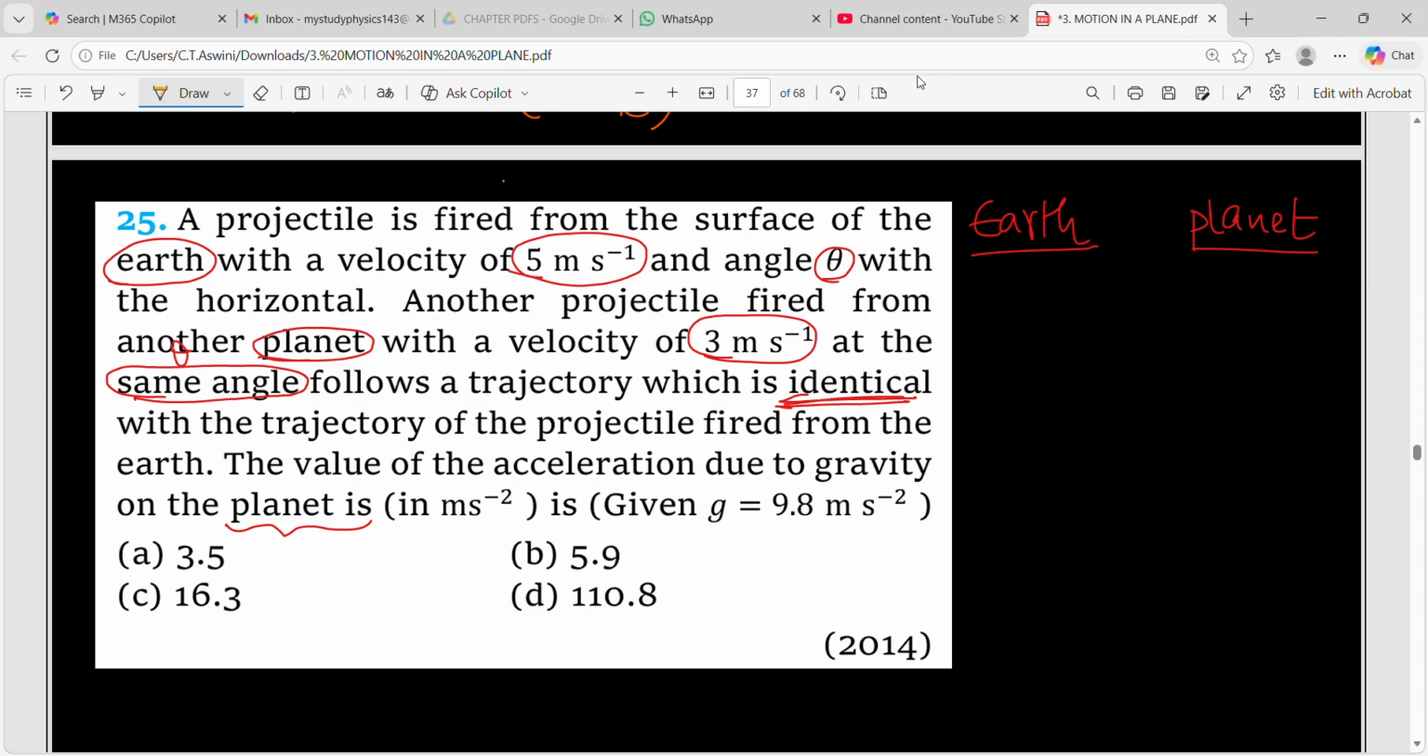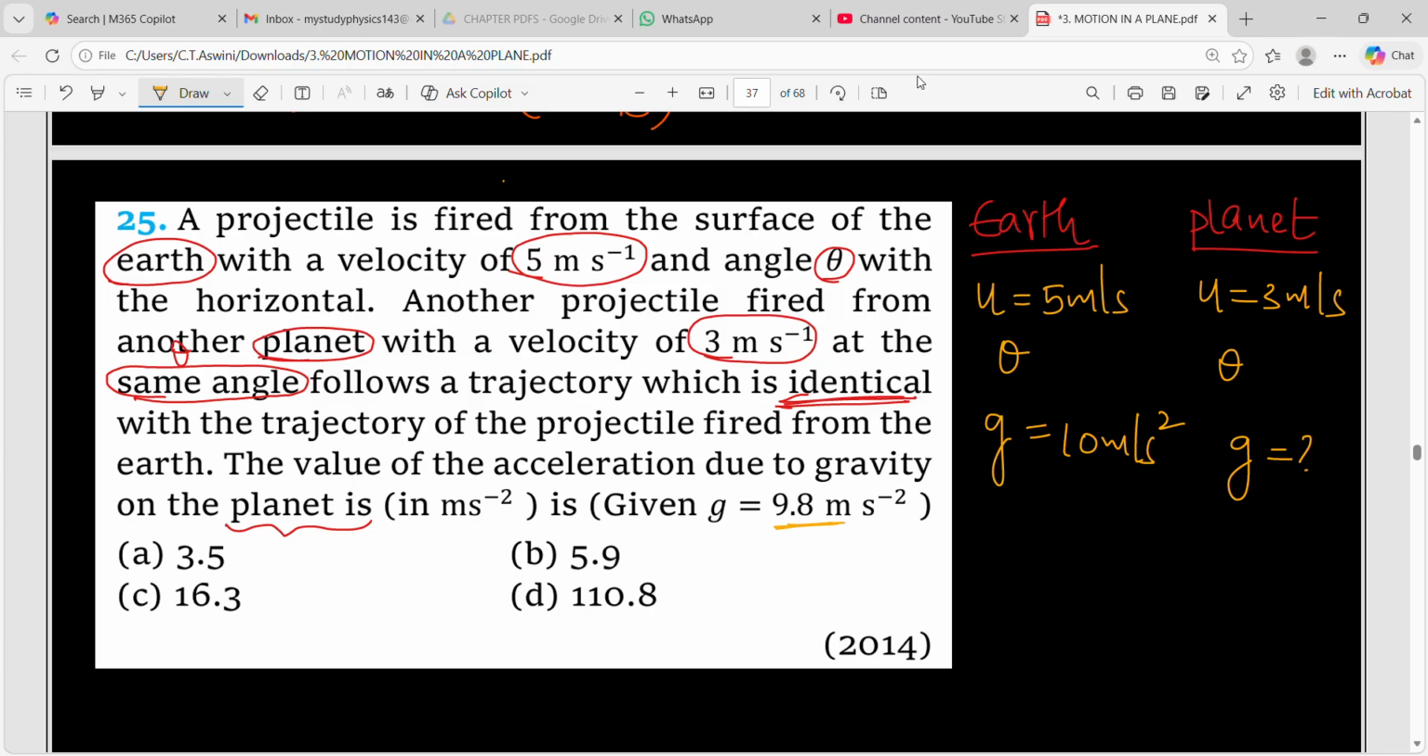On Earth, the projectile's initial velocity is 5 meters per second, whereas on the other planet it is 3 meters per second. The angles of projection are the same. What is the value of g on Earth? It is 9.8, right? For simplicity, you can consider 10. And they are asking what g is on the planet.